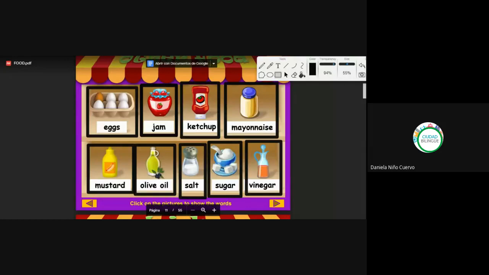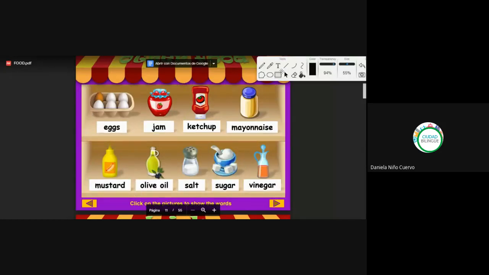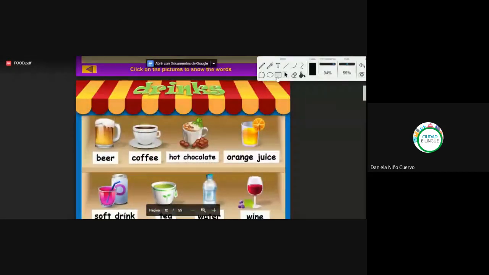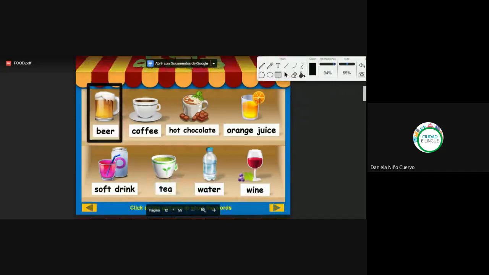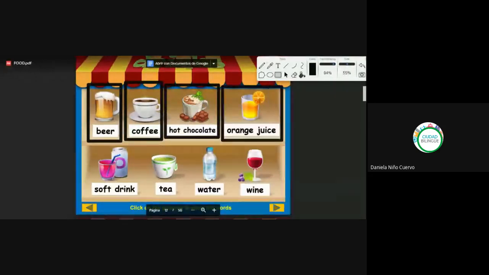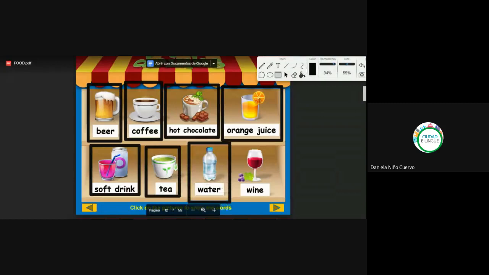Okay, so we continue. Let me erase this. Over here, we have the drinks. How do you say drinks in Spanish? Bebidas, yes. So, we have beer, coffee, hot chocolate, orange juice, soft drink, tea, water, and wine. These are drinks, yes?